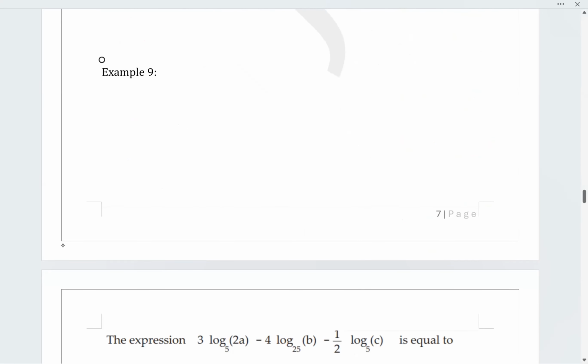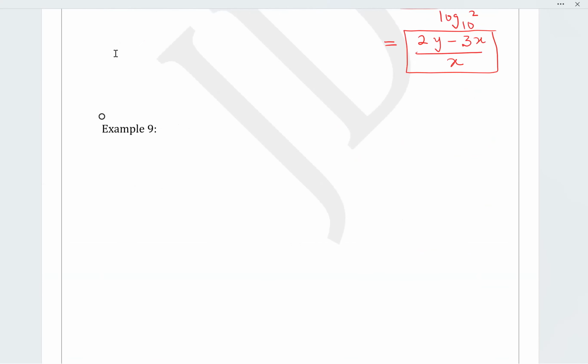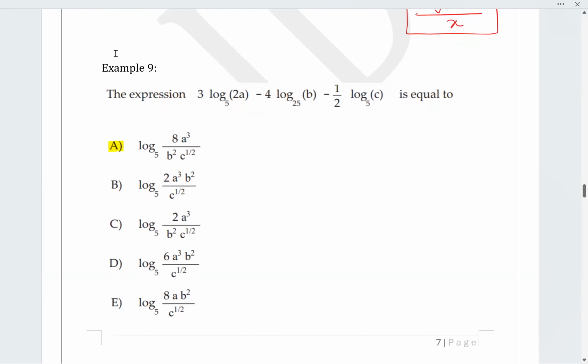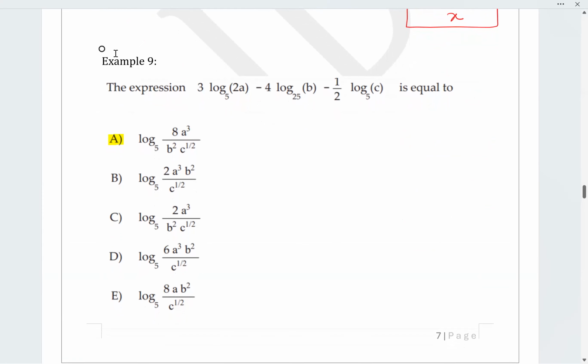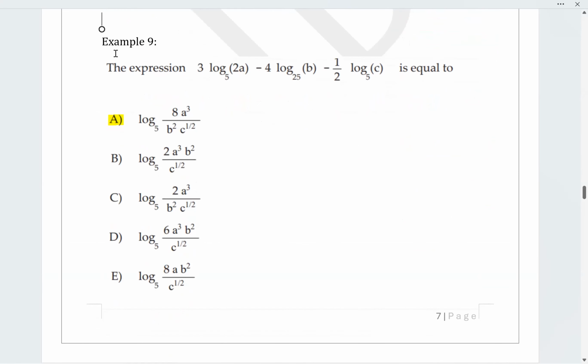So that is it. Let's see what is example 9. For example 9, here we need to use some property because the bases are not the same, right? This is base 5, this is base 25, and this is base 5. But if you look at the answers, everything is in base 5. So what can we do? We can try to write everything in the same base.